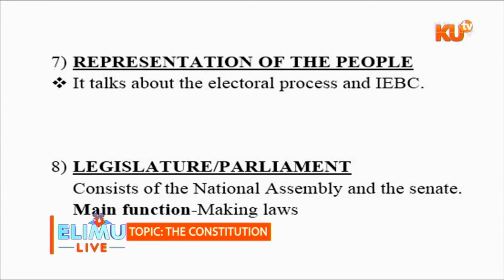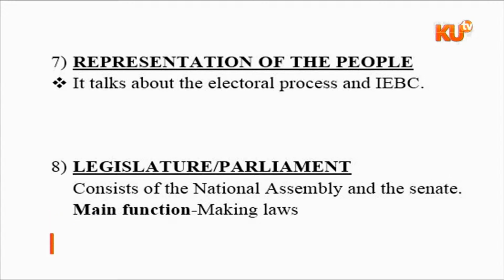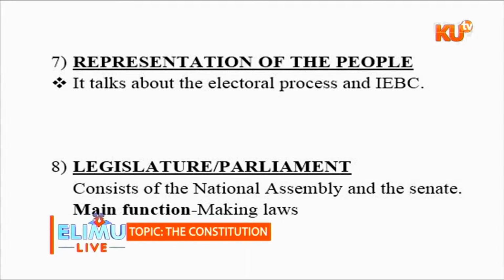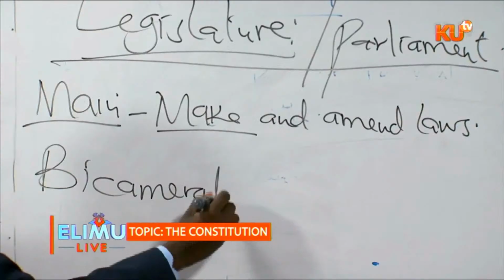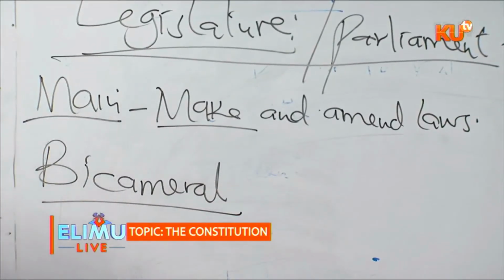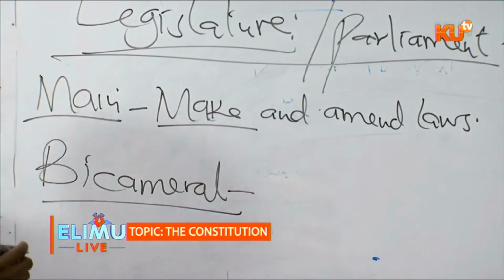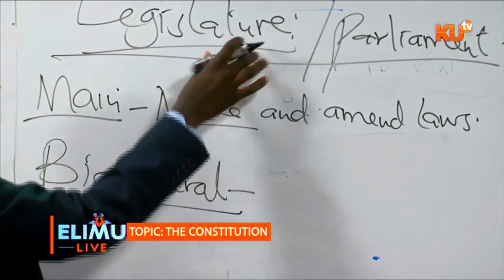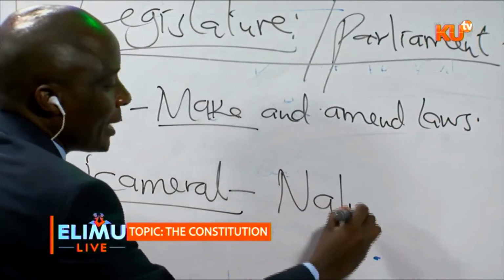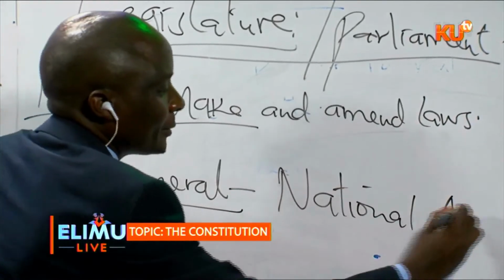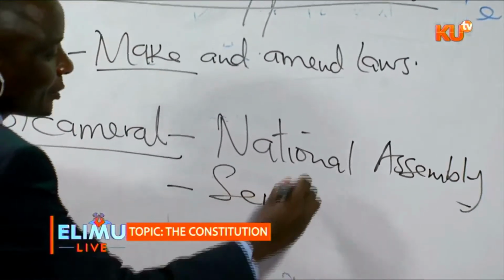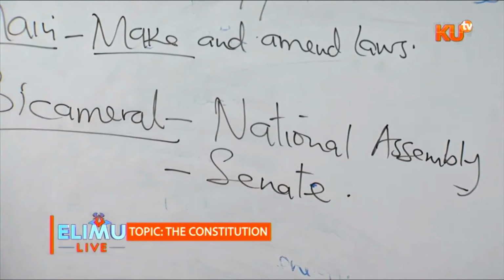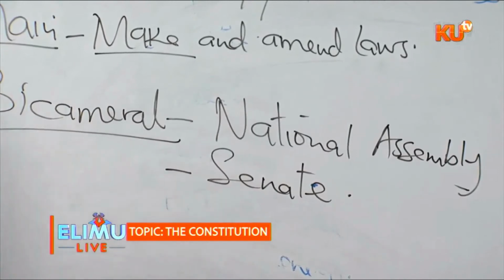So the main role of the legislative arm of government, or the legislature or parliament, is to make and amend laws. There is a term that is commonly used, what we call bicameral. The bicameral government or parliament means that it has two houses. So our legislative arm has two houses. That is the National Assembly and the Senate. Remember, these ones I found in chapter 8 of the Constitution, and their composition and roles.